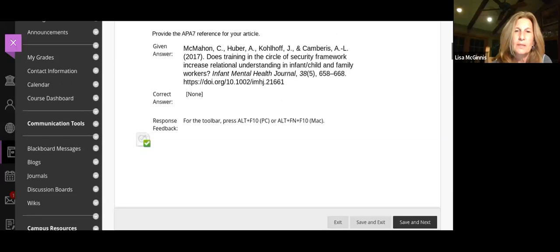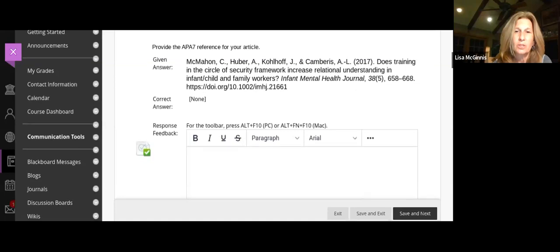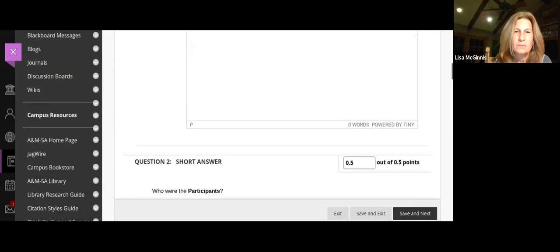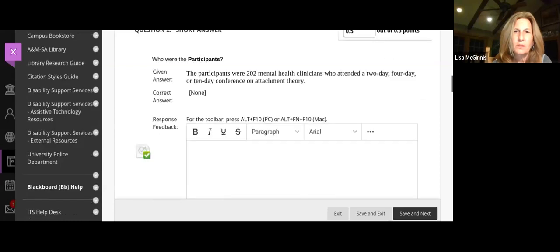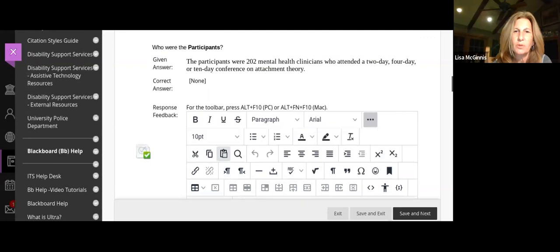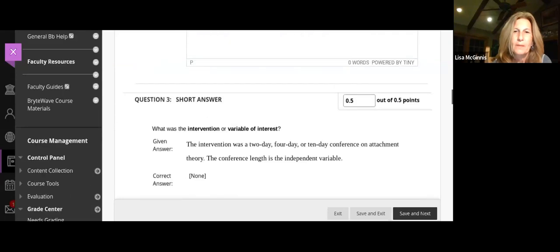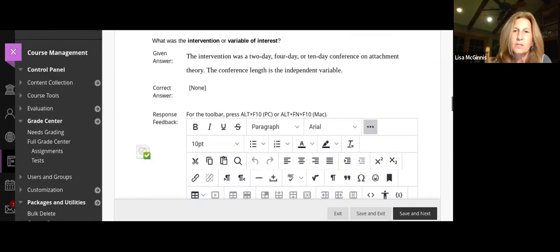So this article was related to infant and child care and relational understanding. Participants were 202 mental health clinicians who attended a 2-day, 4-day, and 10-day conference on attachment theory. You really could have ended with just clinicians, but it's fine to continue. The intervention was a 2-day, 4-day, or 10-day conference on attachment theory.